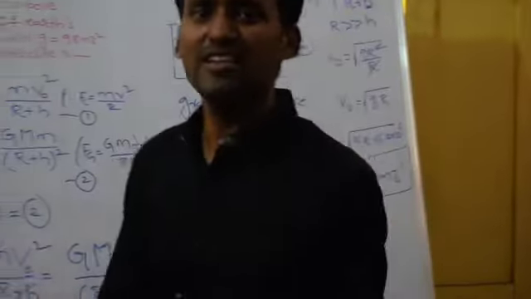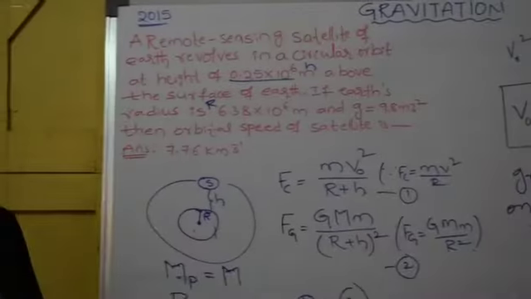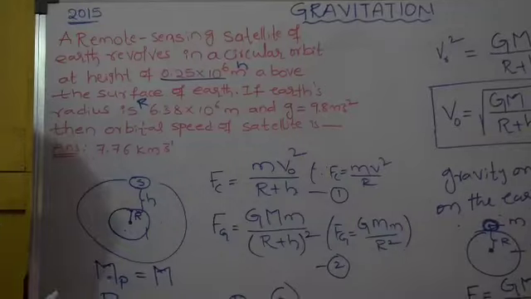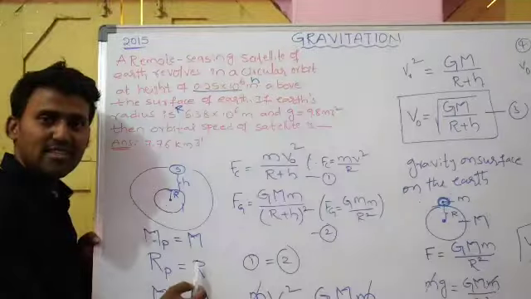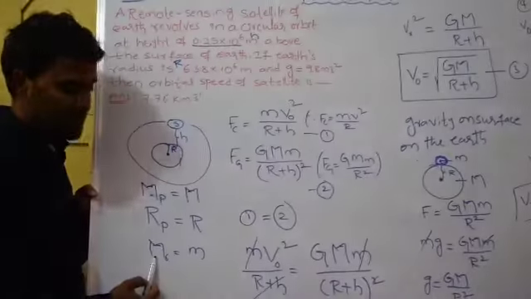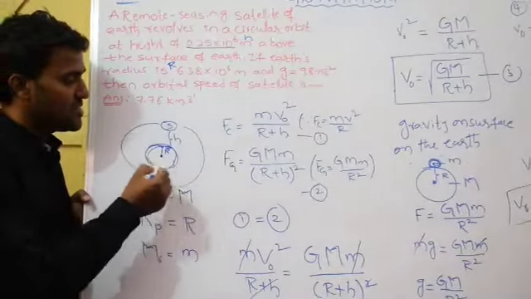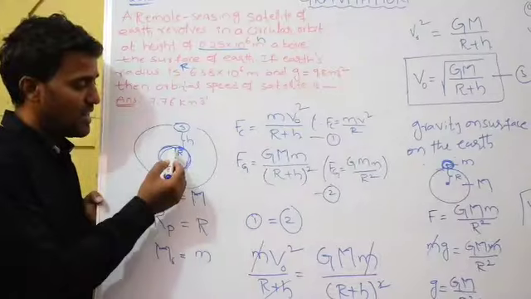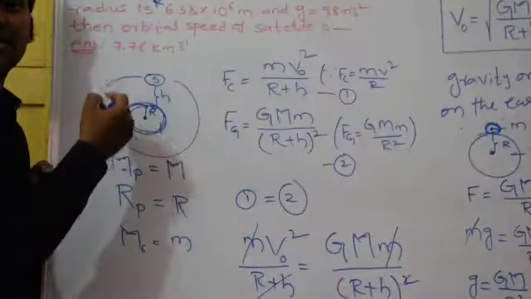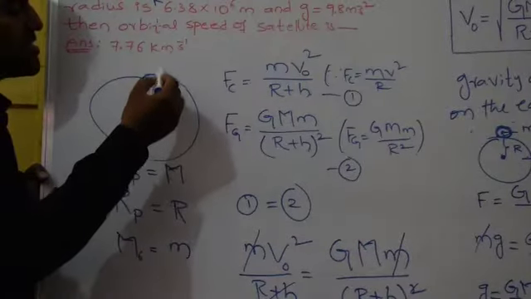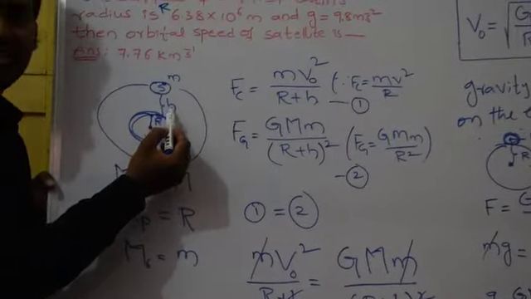Once again I want to explain, then I will complete the problem. First, how I explain the orbital speed means, once again observe step by step. Mass of the planet is capital M, radius of the planet is capital R, and mass of the satellite is small m. See here, this is the planet. A satellite is revolving around the planet. Mass of this satellite is small m. This satellite is above the surface of the planet, its height is h.